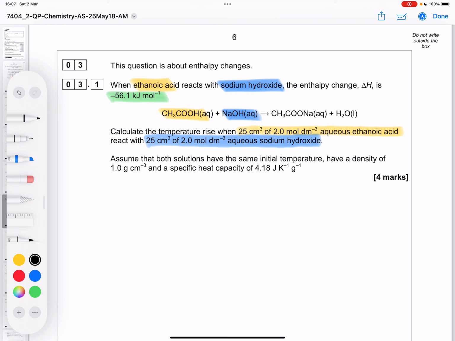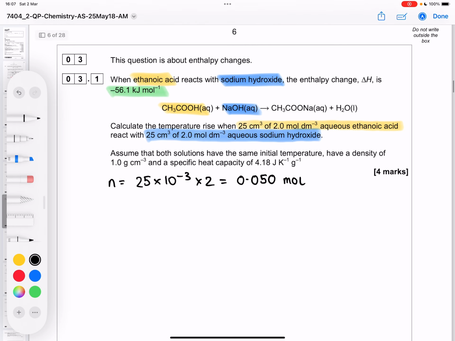So we can see before we even calculate that the moles of each of these is identical, and since they're 1-to-1 in the equation, neither is in excess, they're in the exact right reacting quantities, so we can just work out the moles of either, and it will be the moles that we would need to use. So moles are volume times concentration, and we're going to calculate that and get 0.05 moles.